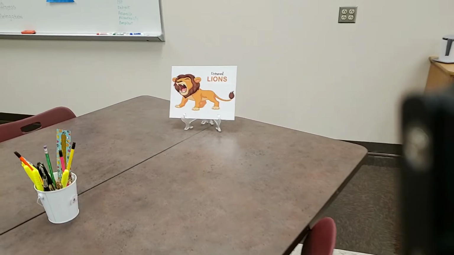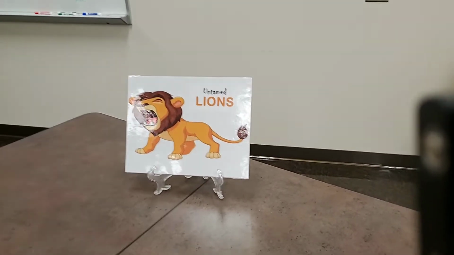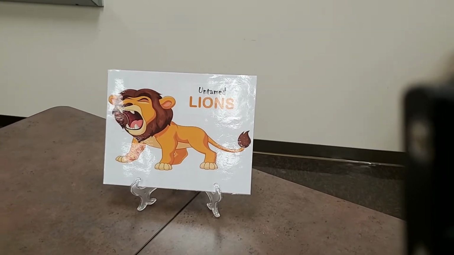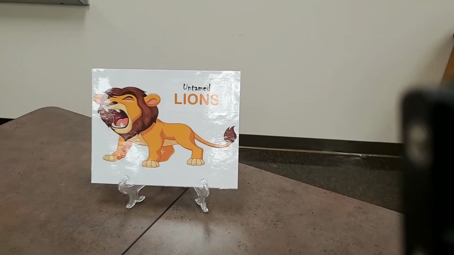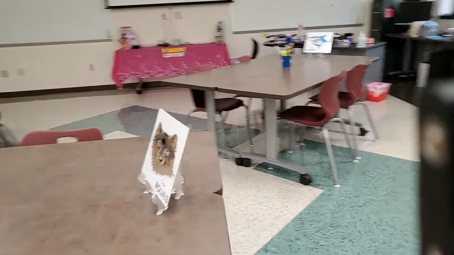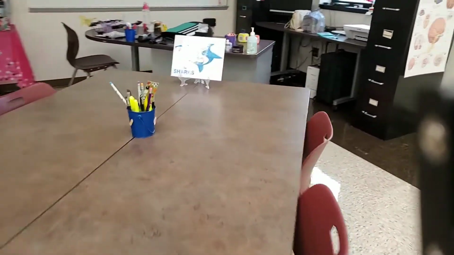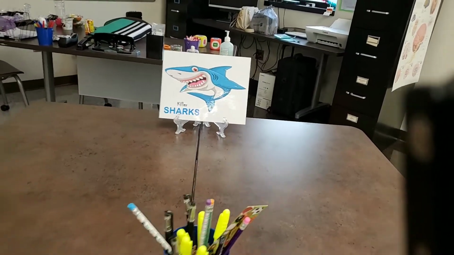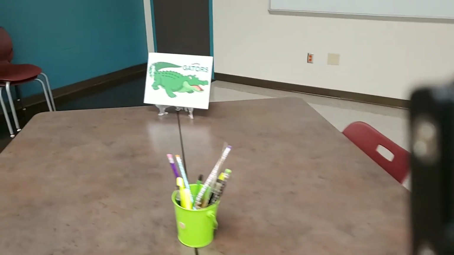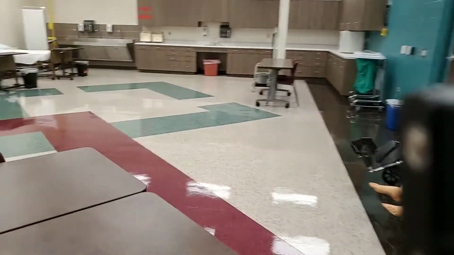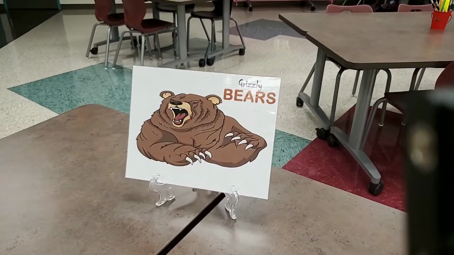I know I got off track a little bit, but I want to show you my little cute team icons that I made over this weekend. So you see, I already have team names, right? I have the Untamed Lions, and I have the Clever Wolves. And what else do we have over here? I have the Killer Sharks. And then over here, we have the Lethal Gators. And then my last group, because I usually have around 20 students, so I like to break my classroom up into groups of 4, I have the Grizzly Bears.